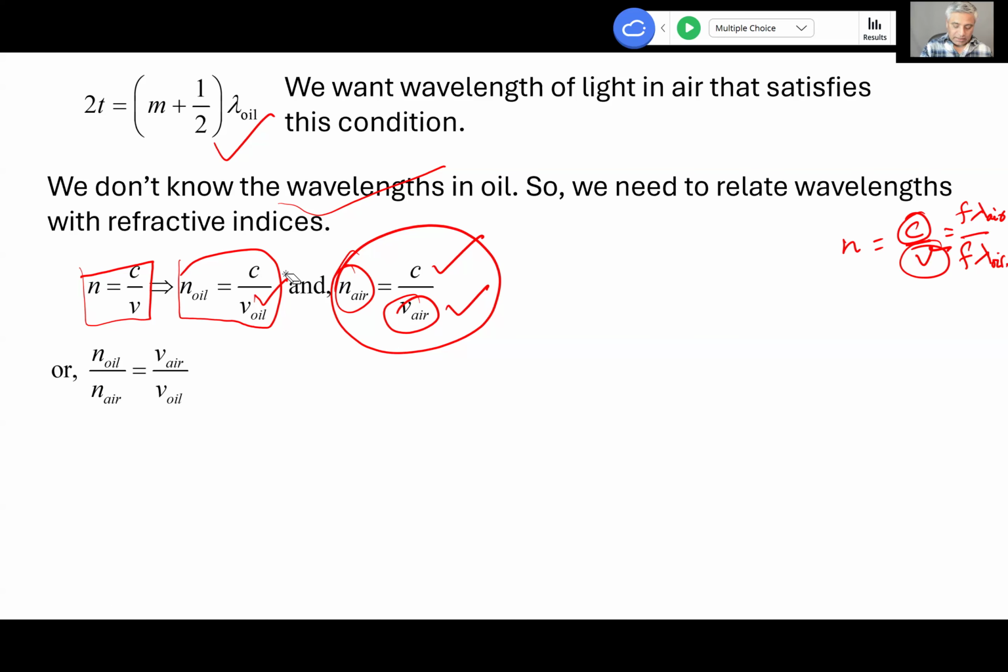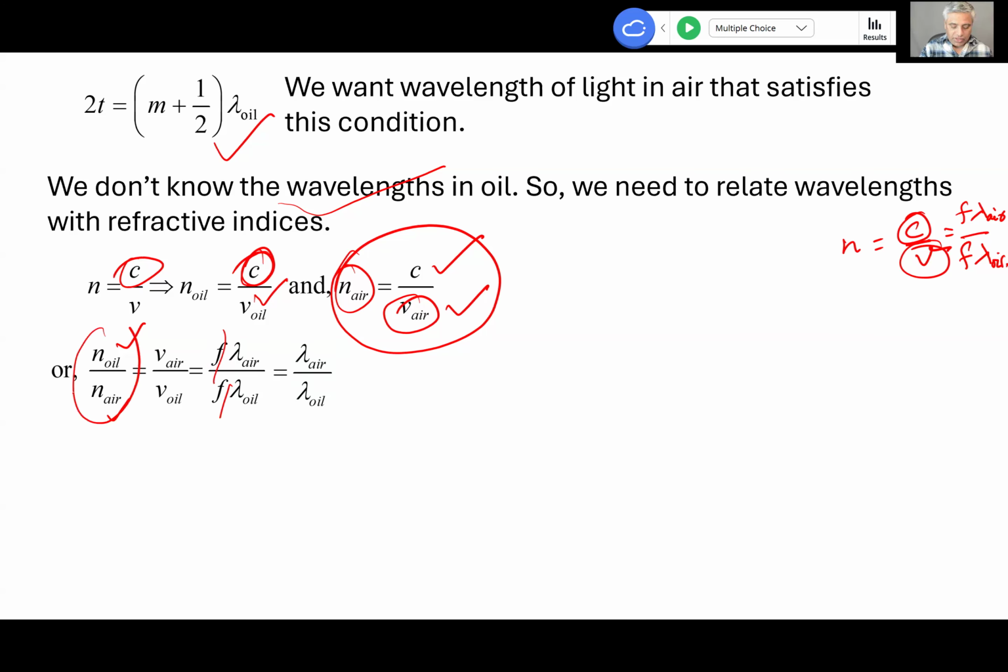But over here, let's get rid of c, which is common. To get rid of that, we can divide one by the other. When we do that, this c cancels, leaving us just the speed. Now we can write speed in terms of frequency and wavelength. And the frequency does not change when light goes from one refractive index material to another. Only the wavelength changes. So that's why the frequency cancels. So the ratio of the refractive indexes is equal to the ratio of the corresponding wavelengths.